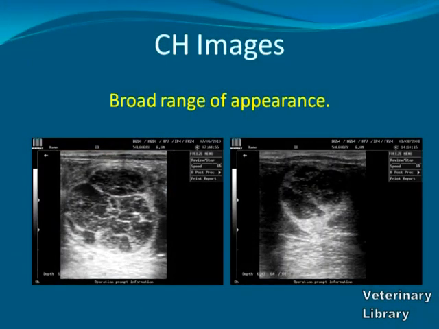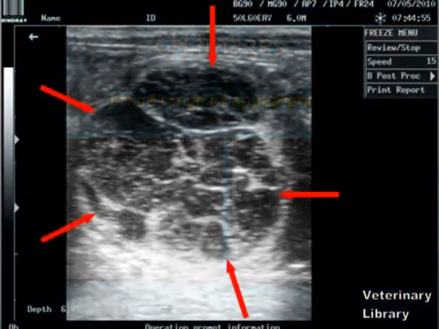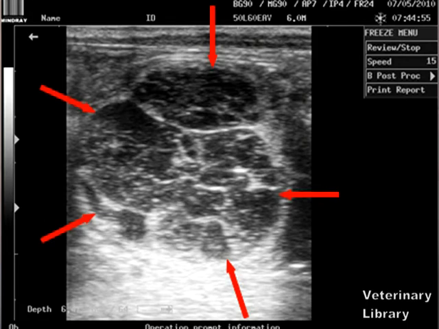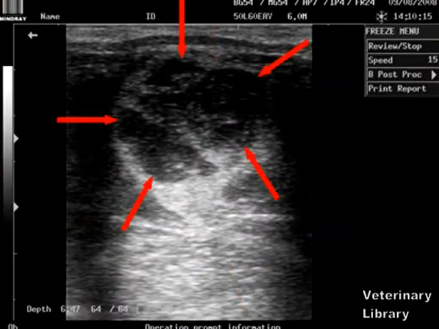This second set of images illustrates the variation that occurs in the appearance of CHs. In the image on the left, notice that the lighter areas of gray seem to divide the CH into several substructures. In the image on the right, the CH is more uniformly dark with limited areas of gray.